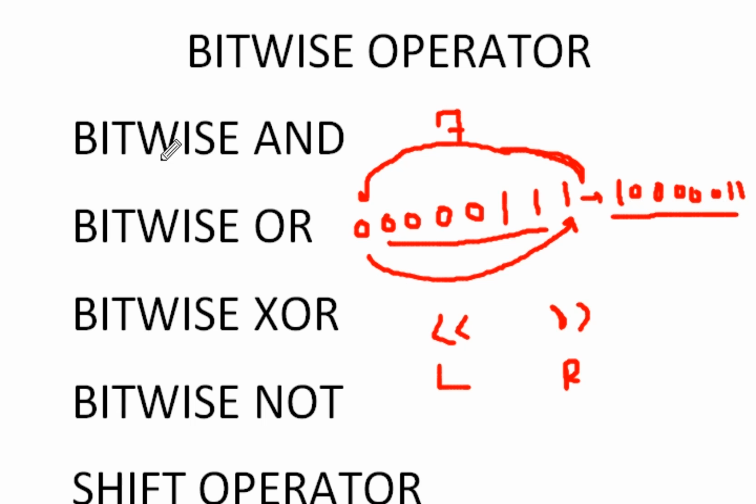So guys, these are the 5 bitwise operators which we will use while programming in C.